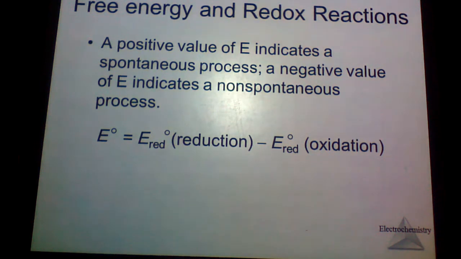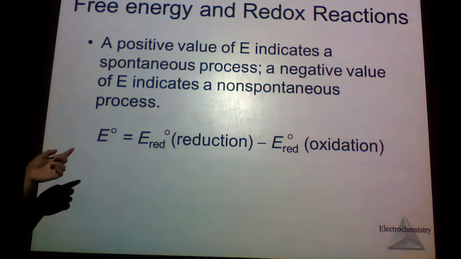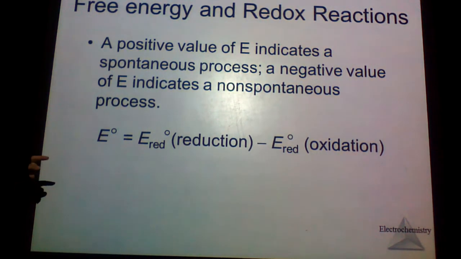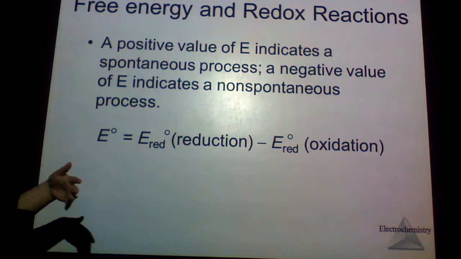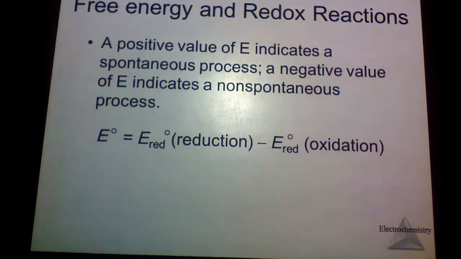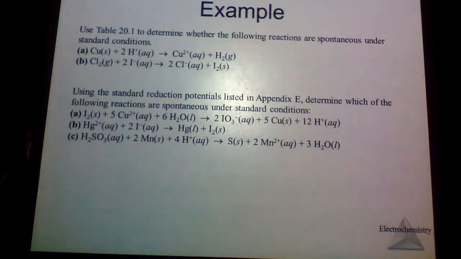Okay, so we can also talk about free energy and redox reactions. I've kept alluding to the fact that if we have a positive value of E, that means that this is going to happen spontaneously. So a negative value of E is going to indicate that a non-spontaneous process will occur. Okay, so same idea. I still want to use my standard reduction potentials chart. And it says determine whether the following reactions are spontaneous under standard conditions.